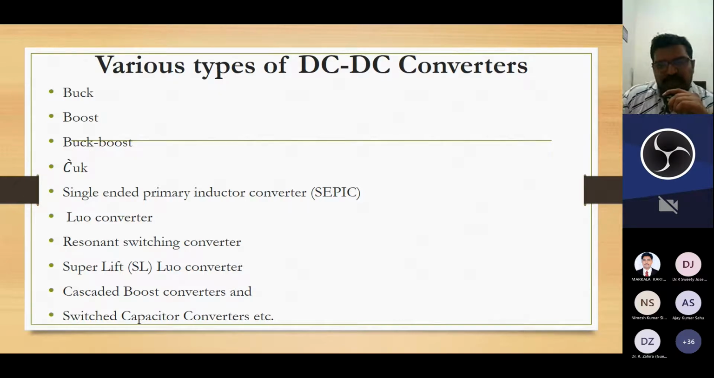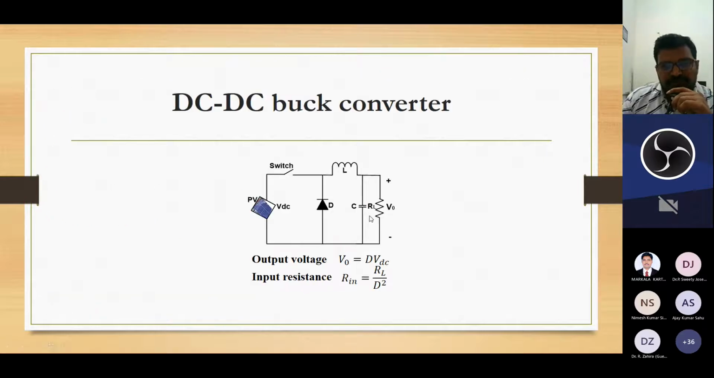Some applications require more efficient operation, so then you have to go for an efficient DC-DC converter. Depending upon the application and requirements, what the industry or the application requires will change the selection of the converter. So this is a basic circuit of the DC-DC buck converter.